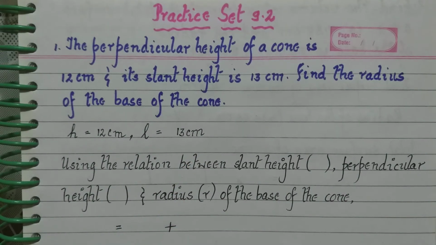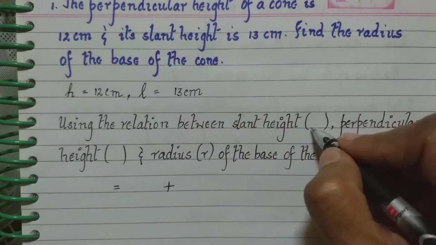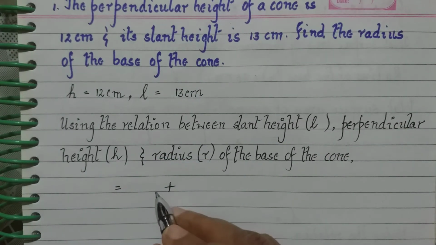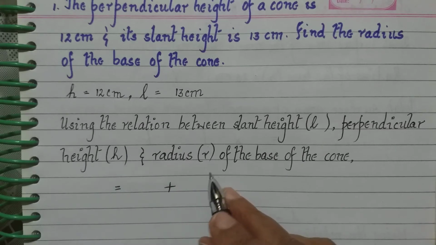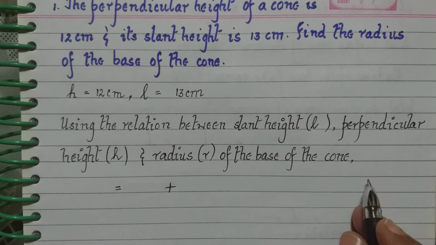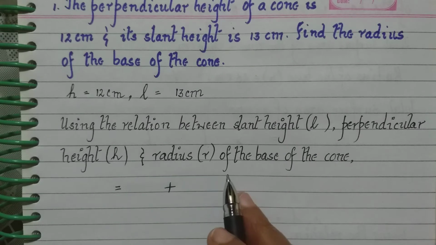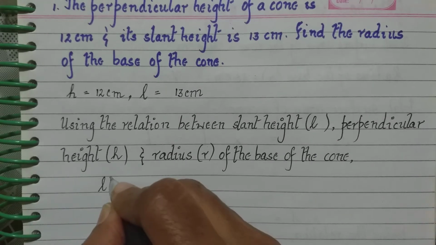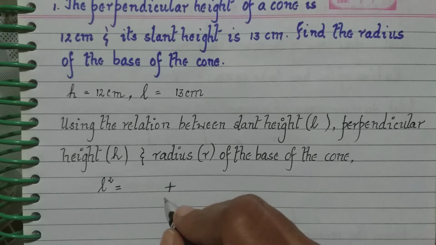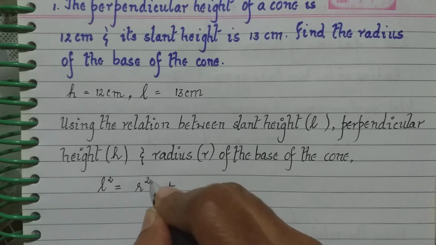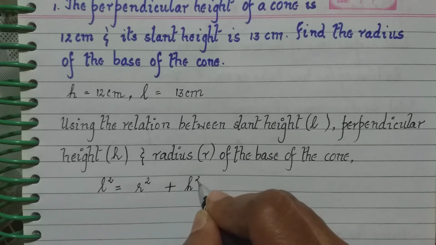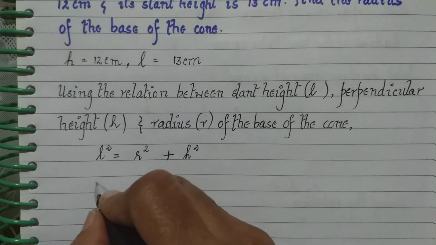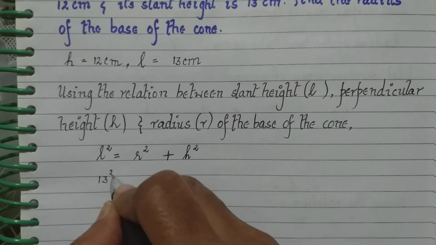Now, we have to use the relation between the slant height, which is L, perpendicular height, which is h, and radius r of the base of the cone. So, the relation between L, h and r. And we said that relation is L square is equal to r square plus h square. Now, we put the values that we have. L is 13. So, putting the value here, this becomes 13 square.